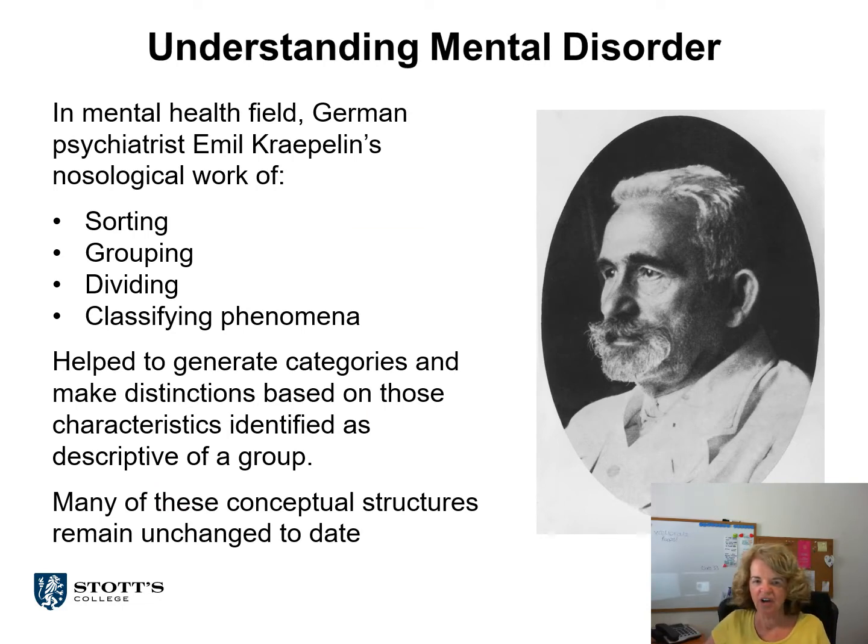So you've got the German psychiatrist Emil Kraepelin, and he did a lot of work around nosologies, and what that basically required was looking at people with a mental health issue and understanding that not every mental health issue was the same. So he started the sorting, the grouping, the dividing, and the classifying of different mental health issues as they were seen and understood by psychiatrists. So Kraepelin did a lot of work around this, and he helped to generate these categories to make distinctions based around the characteristics that he put into groups, with very clear descriptions of what he believed each group had in common.